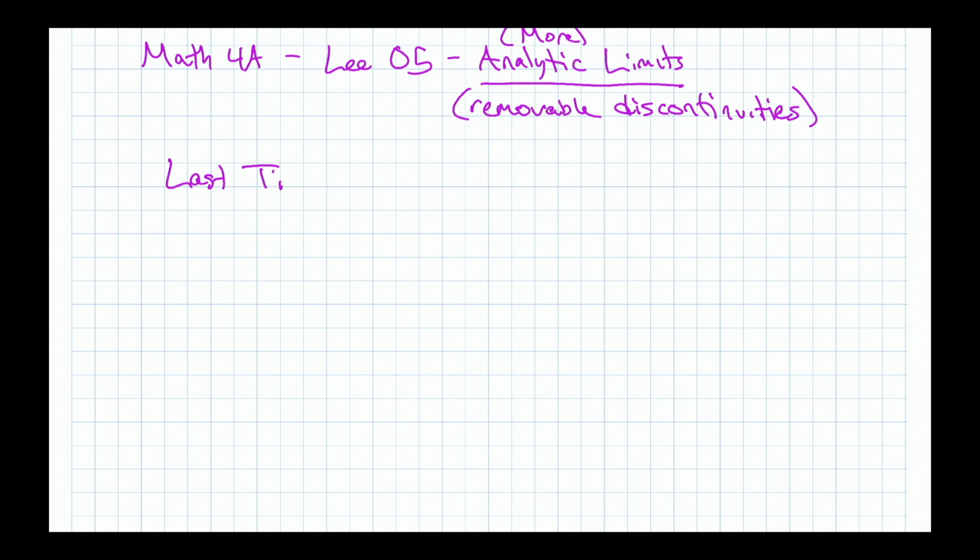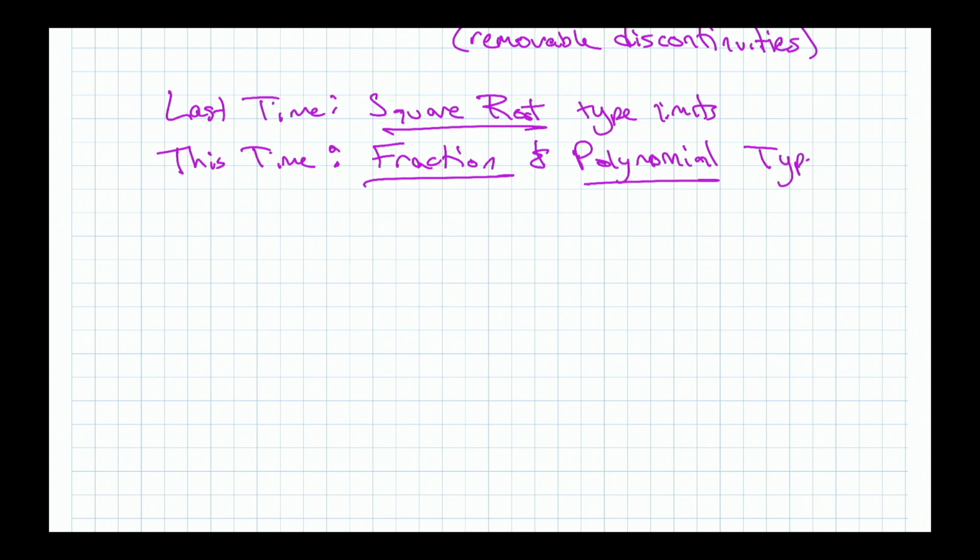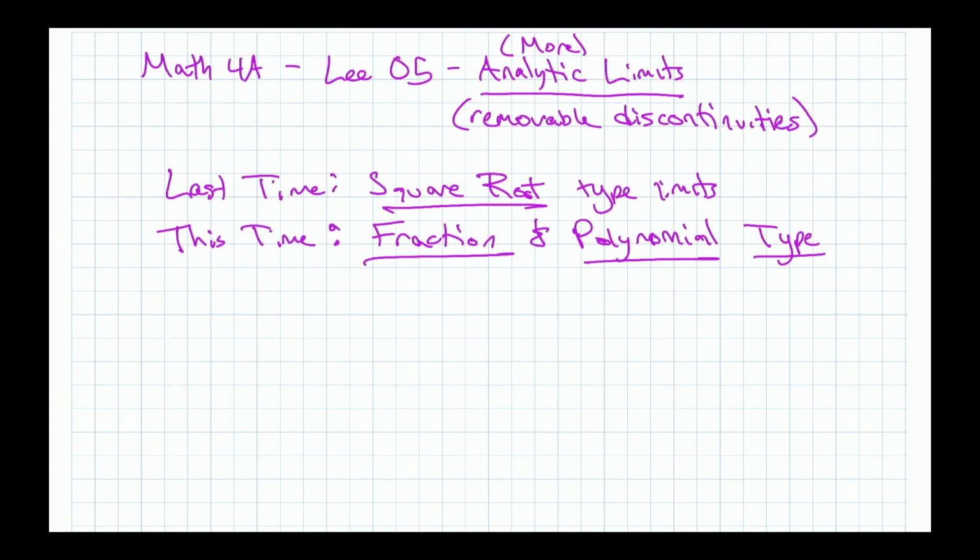Last time we did square root type limits. This time we're going to do the fraction and the polynomial type. And if you remember, together the square root type, the fraction, and the polynomial type were the three types that I said you should know how to do. So yeah, let's go ahead and look at them.